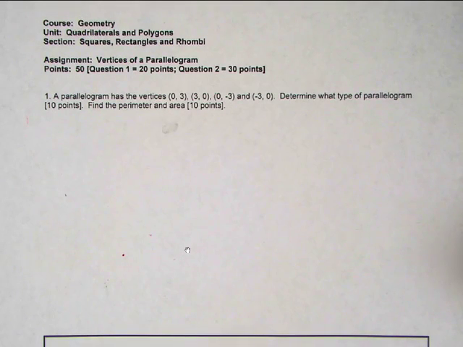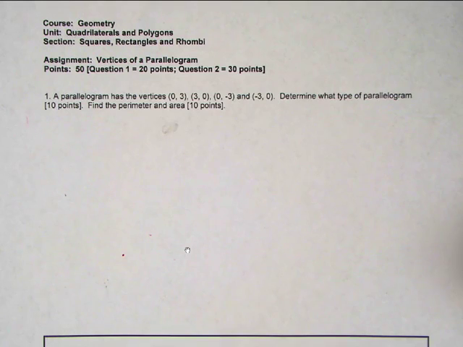Okay, this is for the assignment, Quadrilaterals and Polygons. With this assignment, we're given vertices and asked to find area or perimeter and different geometry terms like that. We're also asked to find out what the shape is. Sometimes you just need to draw it, and it's simply done that way.